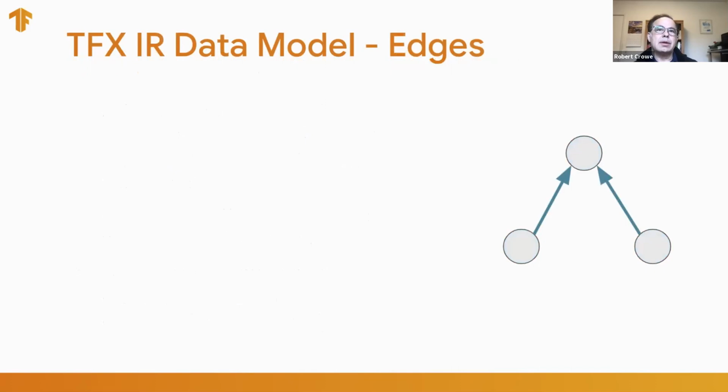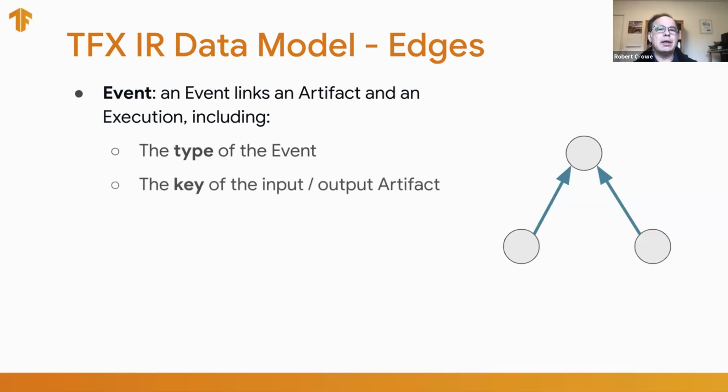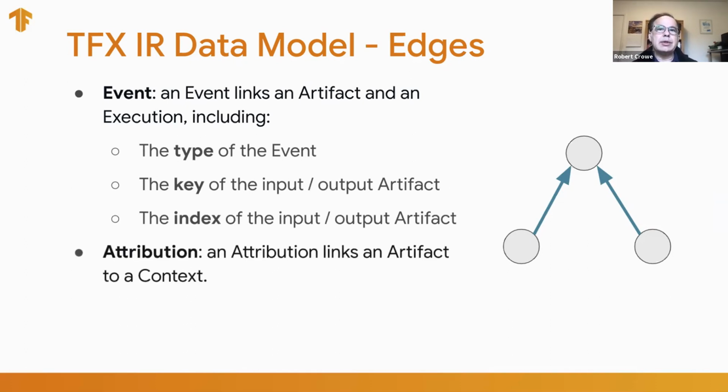The edges of that graph are events. So events link artifacts with an execution. Remember, the artifact was the result of a component. The execution was the execution of that pipeline node. And that includes the type of the event, the key of the input or output artifact, because these are like dictionaries, and the index, because some of those items are actually lists of things, so that we need the index into that list.